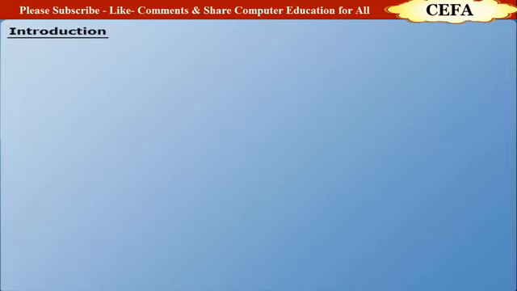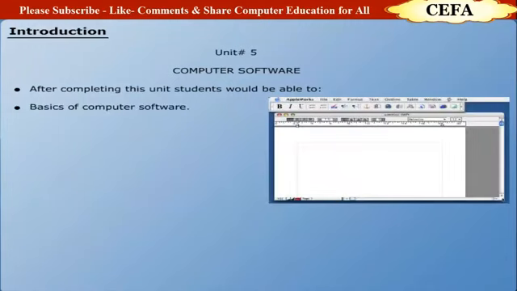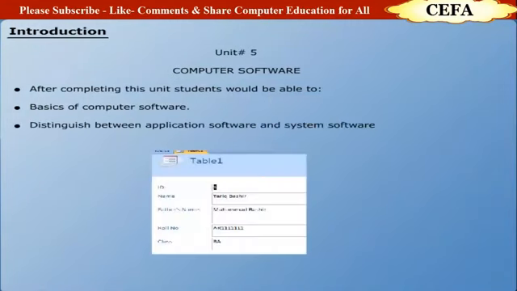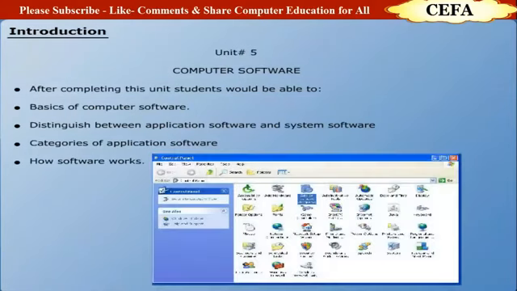Our program comprises unit number 5, computer software. After completion of this unit, you will be able to understand the basics of computer software, distinguish between application software and system software, have knowledge about categories of application software, learn how softwares work, and learn how to uninstall software.